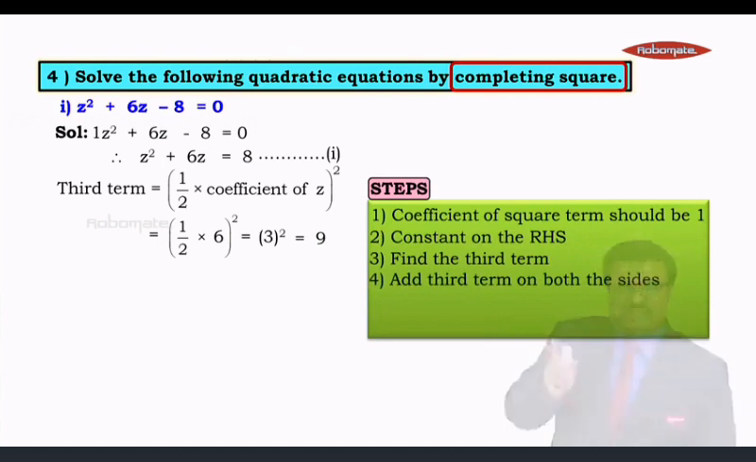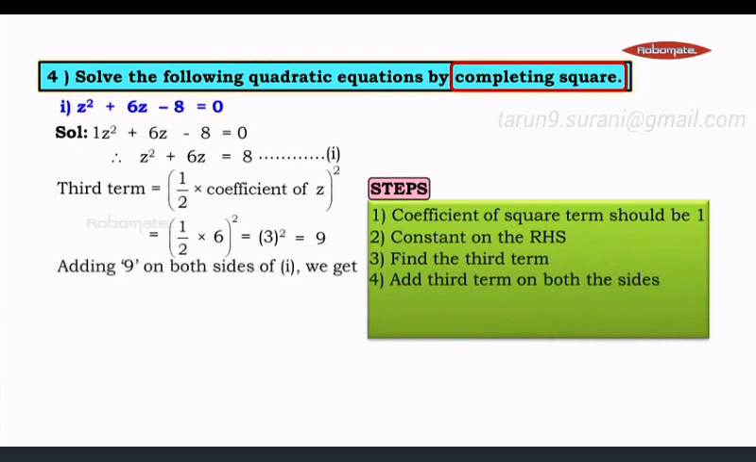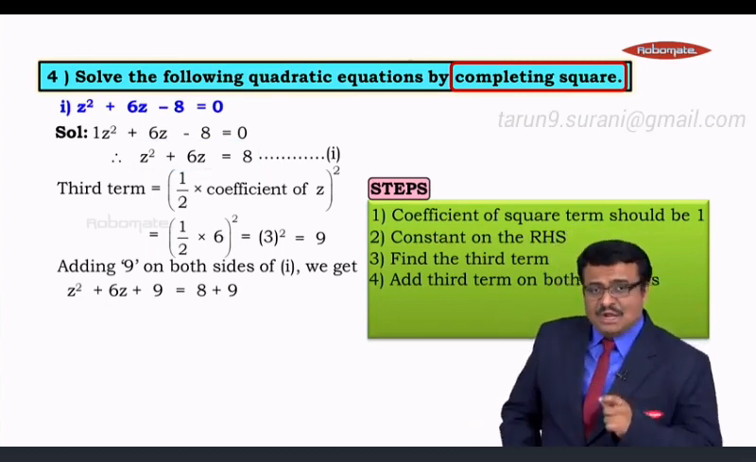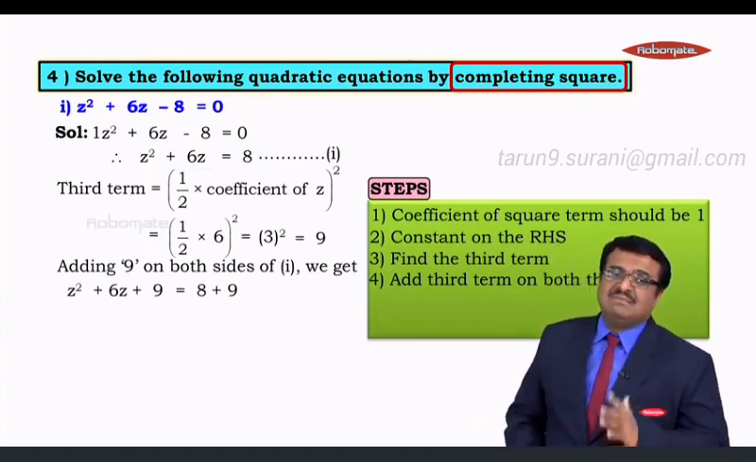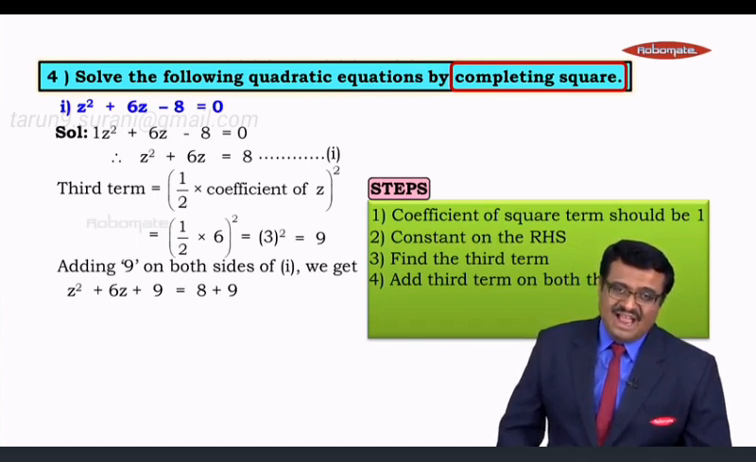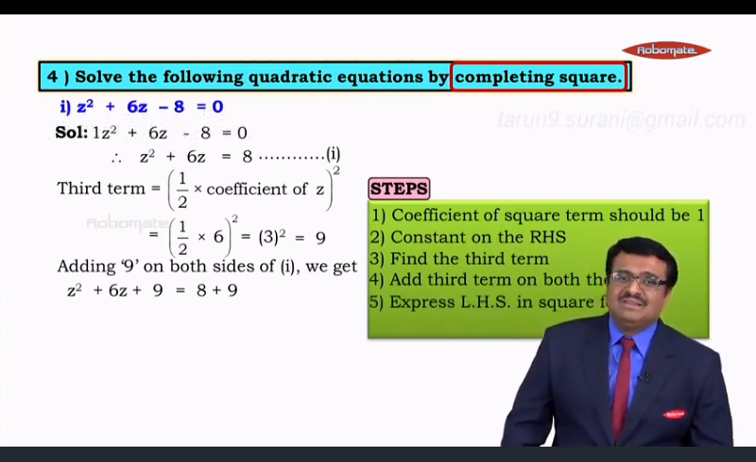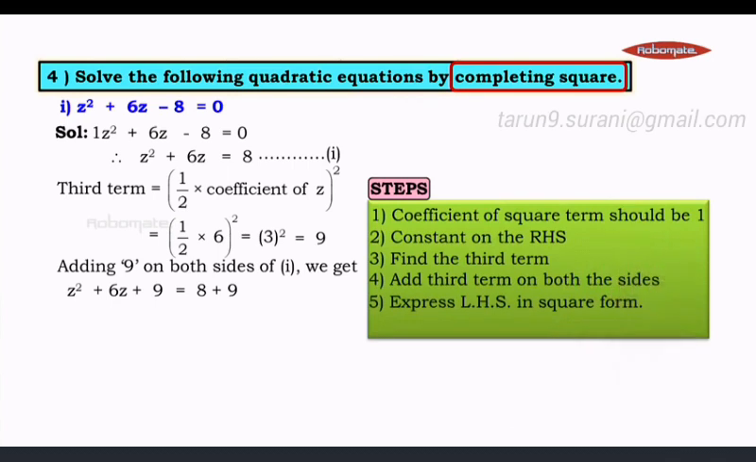Now fourth step, what is the fourth step? Add this third term on both the sides. So let us add the third term to both the sides. Adding 9 on both the sides, we get z square plus 6z plus 9 is equal to 8 plus 9. 9 we added on both the sides. The moment you add this third term, the left side becomes a complete square. And how will you express it like a complete square? It's very simple. Express the LHS in the square form.